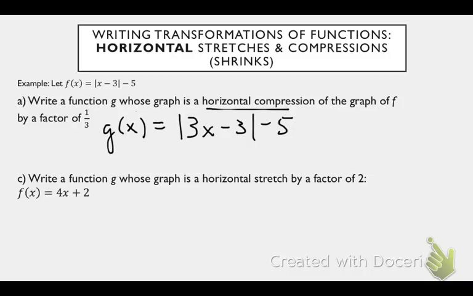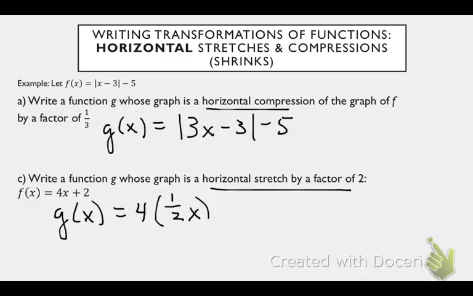Now C, we want to write an equation that's a horizontal stretch by a factor of 2. So it's going to go right in by the x value, and we're actually going to multiply by the reciprocal. Now we do need to simplify that. So when we do, half of 4 is 2. So we'll end up with 2x plus 2.